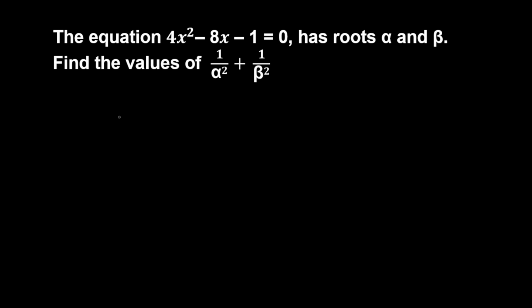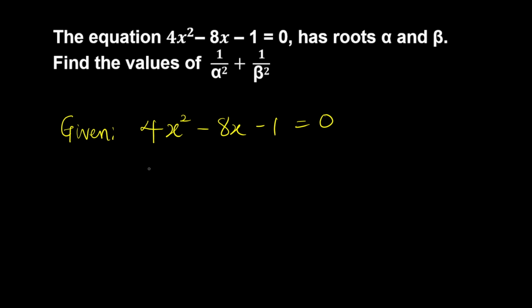We are told to find the value of 1 over alpha squared plus 1 over beta squared. Now we are going to deploy the steps we just learned in finding our sum of roots and product of roots in the given equation. The equation is 4x squared minus 8x minus 1 equals 0. How can we find our sum of roots and our product of roots in this given equation?